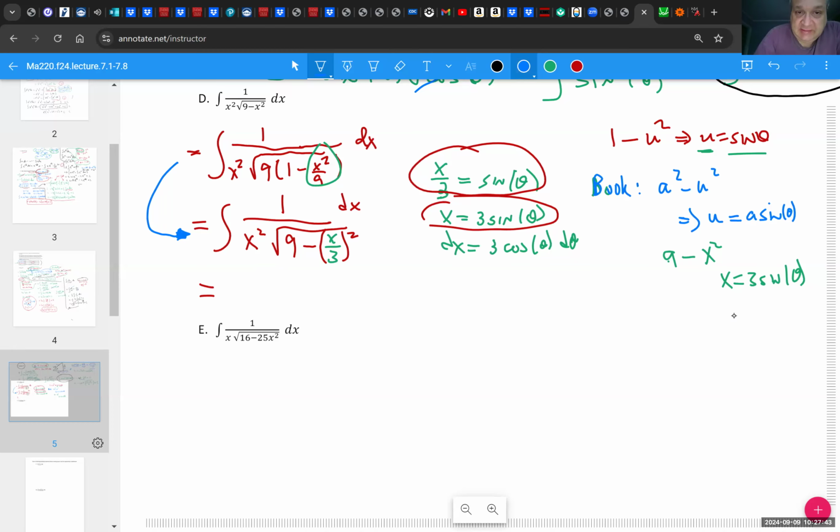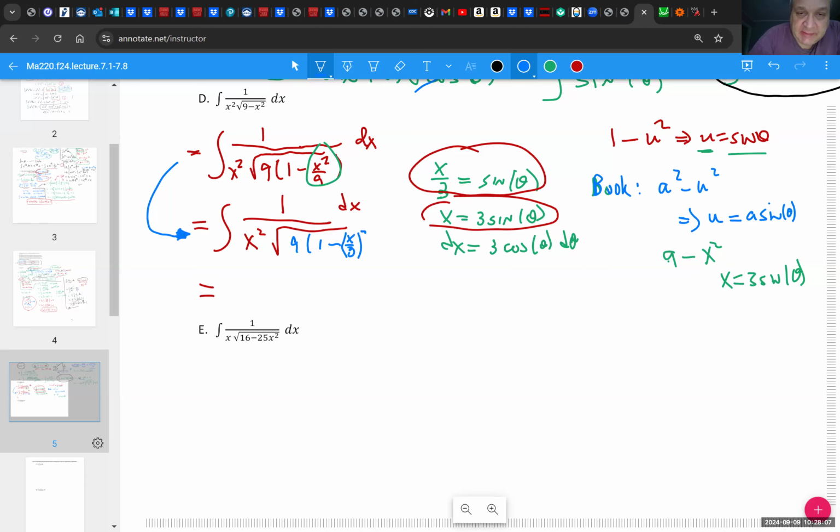So let me see if I can fix my mistake. I didn't include stuff in here correctly, so let me do this again. Maybe some people noticed it and wondered what I was doing, so I apologize if you were getting confused. But I have a 9 on the outside, and I have parentheses 1 minus x squared over 9, which is x over 3 squared.